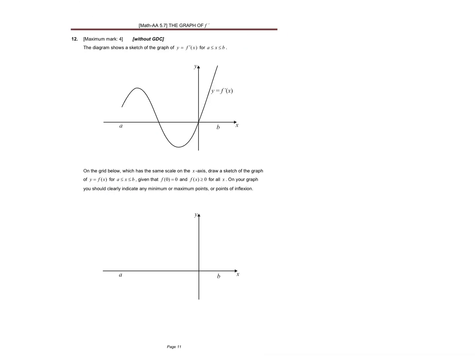All right, the diagram shows a sketch of the graph of y equals the derivative from a to b on the grid below, which has the same scale. Draw a sketch of the original function. Okay, so this is the derivative. We have positive gradient here. So, something like this. Till here is a maximum, okay?